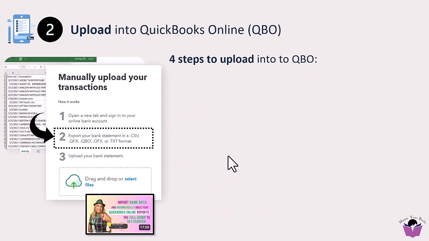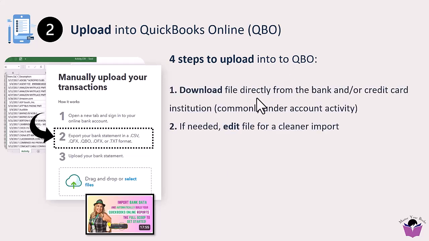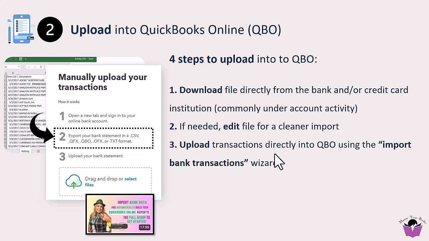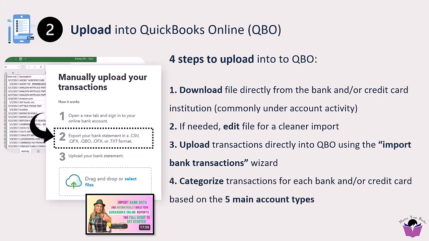The next one, upload into QuickBooks Online. 4 steps for this one. You want to download the file directly from the bank and the credit card institution. You can edit the file if needed before import. Then you want to upload this transaction into the area called Import Bank Transactions. You're going to use the wizard to import the transactions, and then you're going to categorize into the 5 main account types. Again, keep in mind in regards to the file formats that you can upload into QuickBooks Online. And you have a video called Import Bank Data and Automatically Build Your QuickBooks Online Reports to do this on your own.